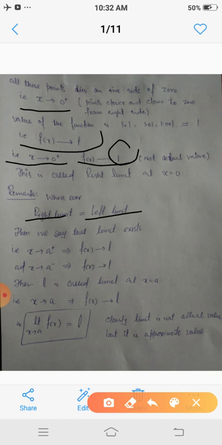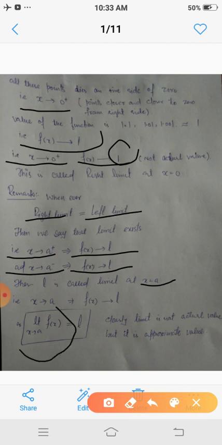Whenever left limit equals right limit, we simply say that at that point the limit exists. That is, if we have a point A, whenever x tends to A positive, f of x tends to L, and when x tends to A negative, f of x tends to L, then this L is called the limit at x equals A. We denote this by x tends to A implies f of x tends to L, or simply limit x tends to A of f of x is L. So limit simply means the approximate value or the nearest value, because from the above example it is clear that this is not the actual value.